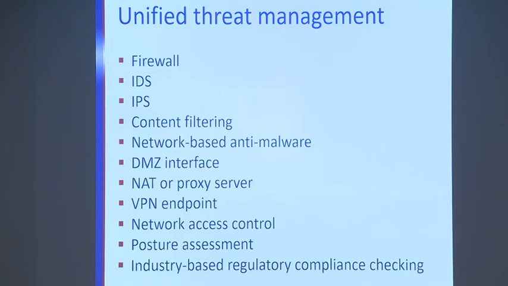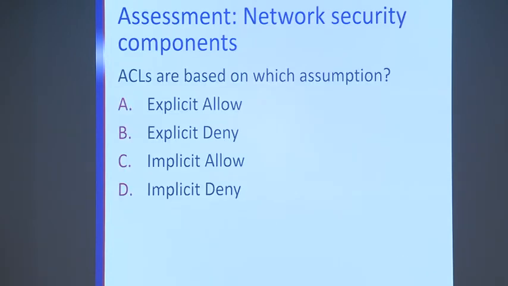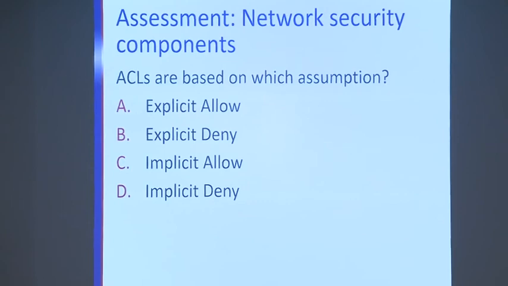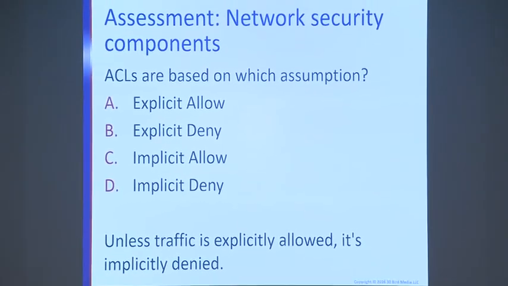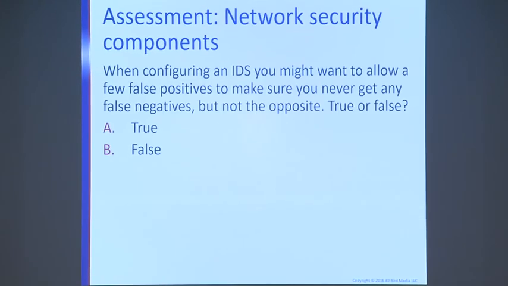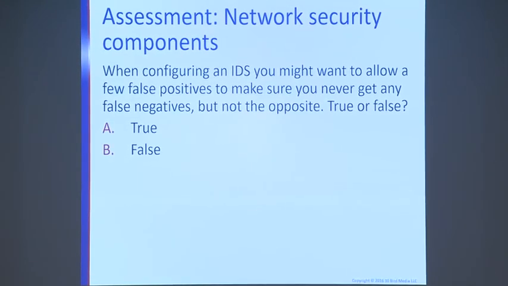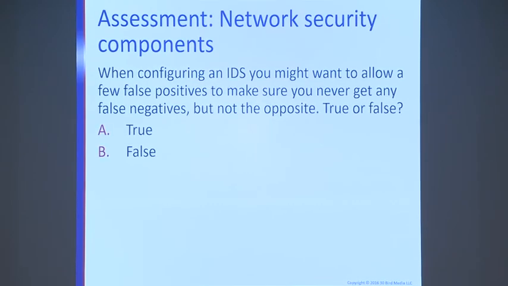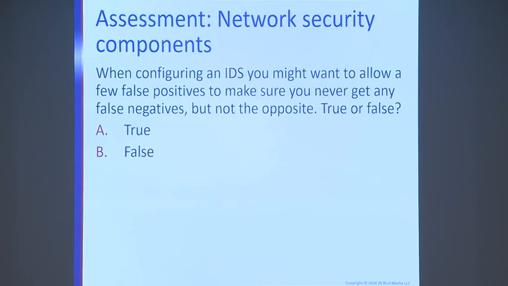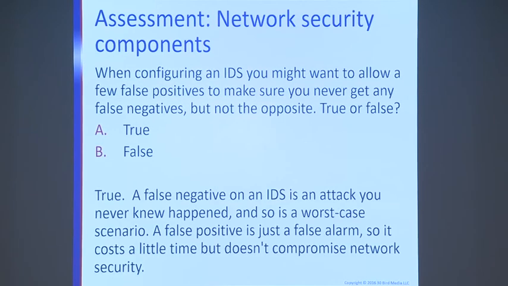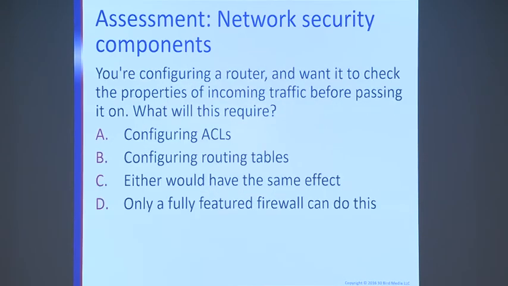Let's take a look at some of the questions that we have. So the first one, your access control list is based on which assumption? Implicit deny, yes. Unless it's explicitly allowed, it's implicitly denied. When configuring an IDS, you might want to allow a few false positives to make sure you never get any false negatives, but not the opposite. That is true. False negatives are okay, but false positives, somebody who should never be in your network has gotten in, so that is not what you want.